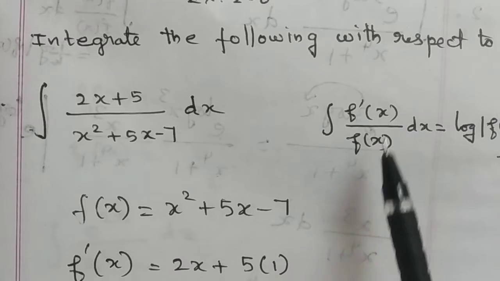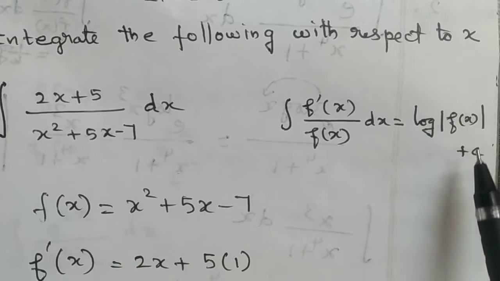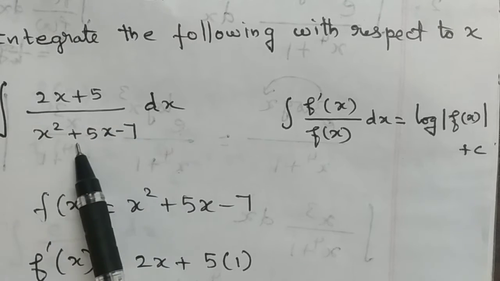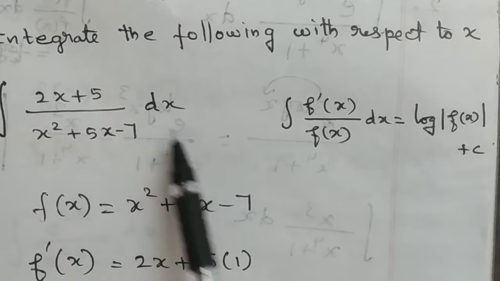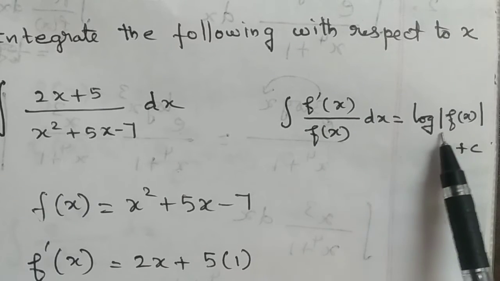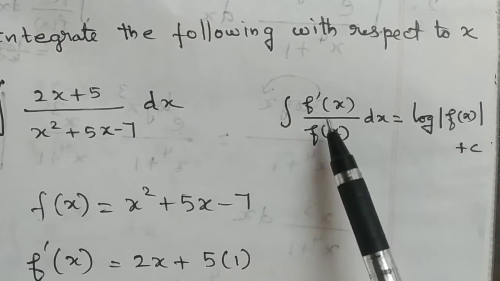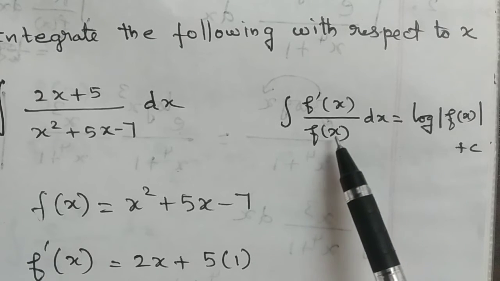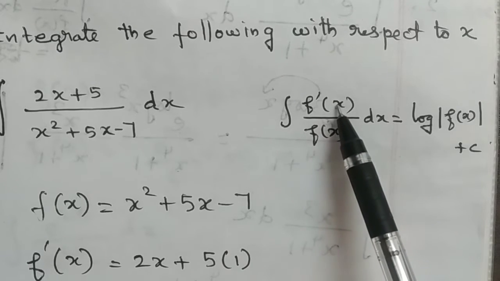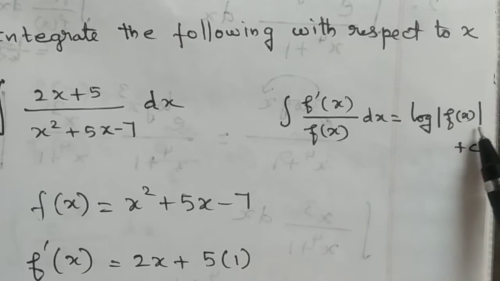We know the formula: integral of f dash of x divided by f of x into dx equals log modulus of f of x plus c. One function is given, and its derivative f dash of x is in the numerator. Then the whole integral is log modulus of f of x.